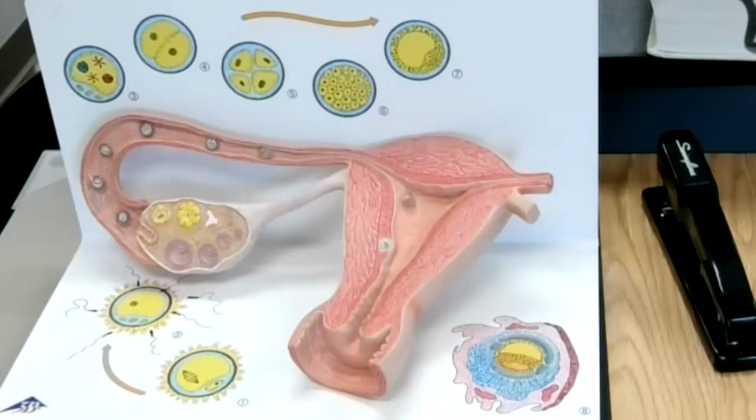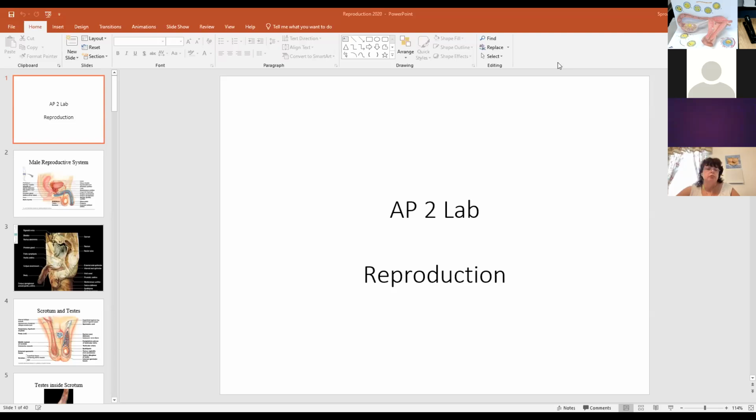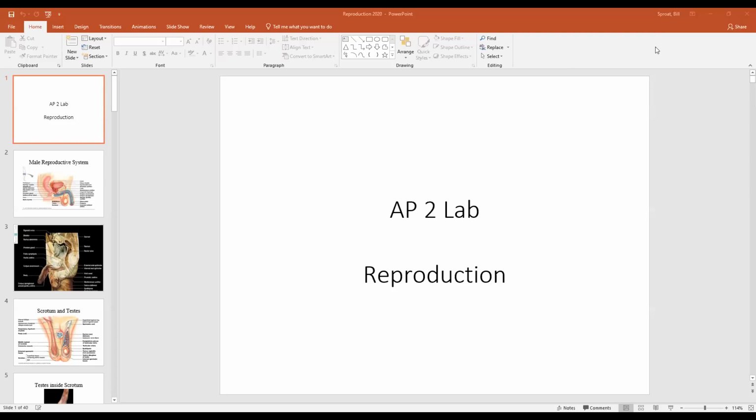Okay, we're going to go ahead and get started now. And we're going into the reproduction lab. So let me bring this up. This will open up to the right spot. It appears to. Everybody should see the slide that says AP2 Lab Reproduction. If you don't see that, let me know. And we're going to just jump right in.